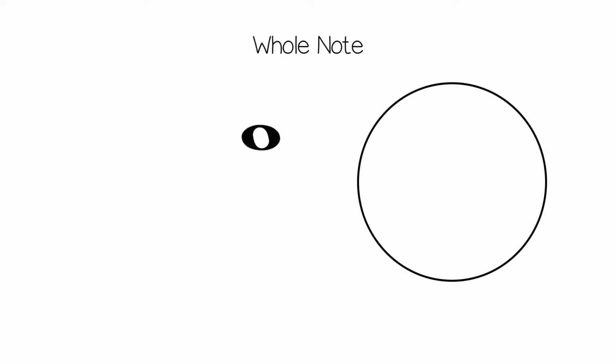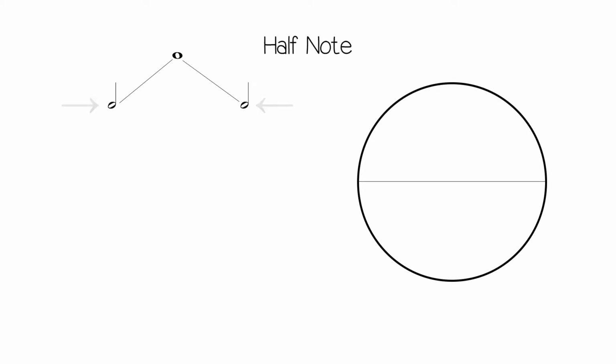How do these notes relate to each other? Let us use a pie. I like chocolate cream pie. So think of a whole note as a whole pie. Now there are 2 half notes in one whole note, just like there are 2 halves of one pie.